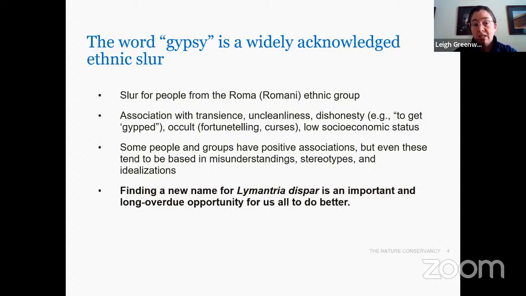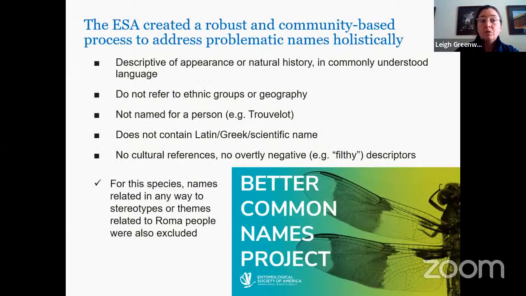There have been objections to this name for a very long time, but they had never risen to the point of urgency and action that they did in the last approximately year and a half. So this is an opportunity for all of us. We can do better than this. In order to do better by many insects, the Entomological Society of America decided to create a whole process to not treat this as an isolated problem, but rather a problem that presented an opportunity for correcting more than one wrong. And so they created a robust and community-based system to address problematic names holistically.